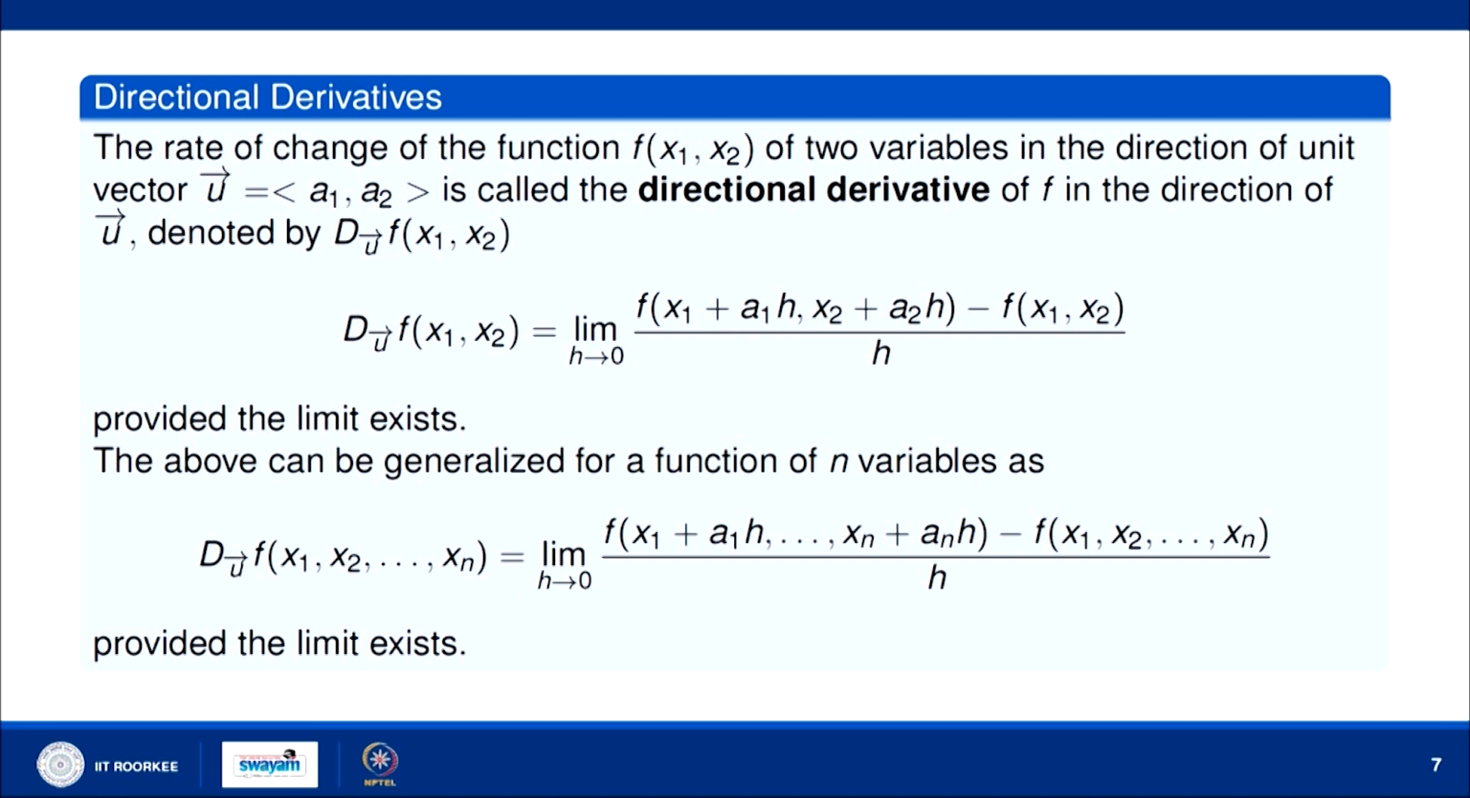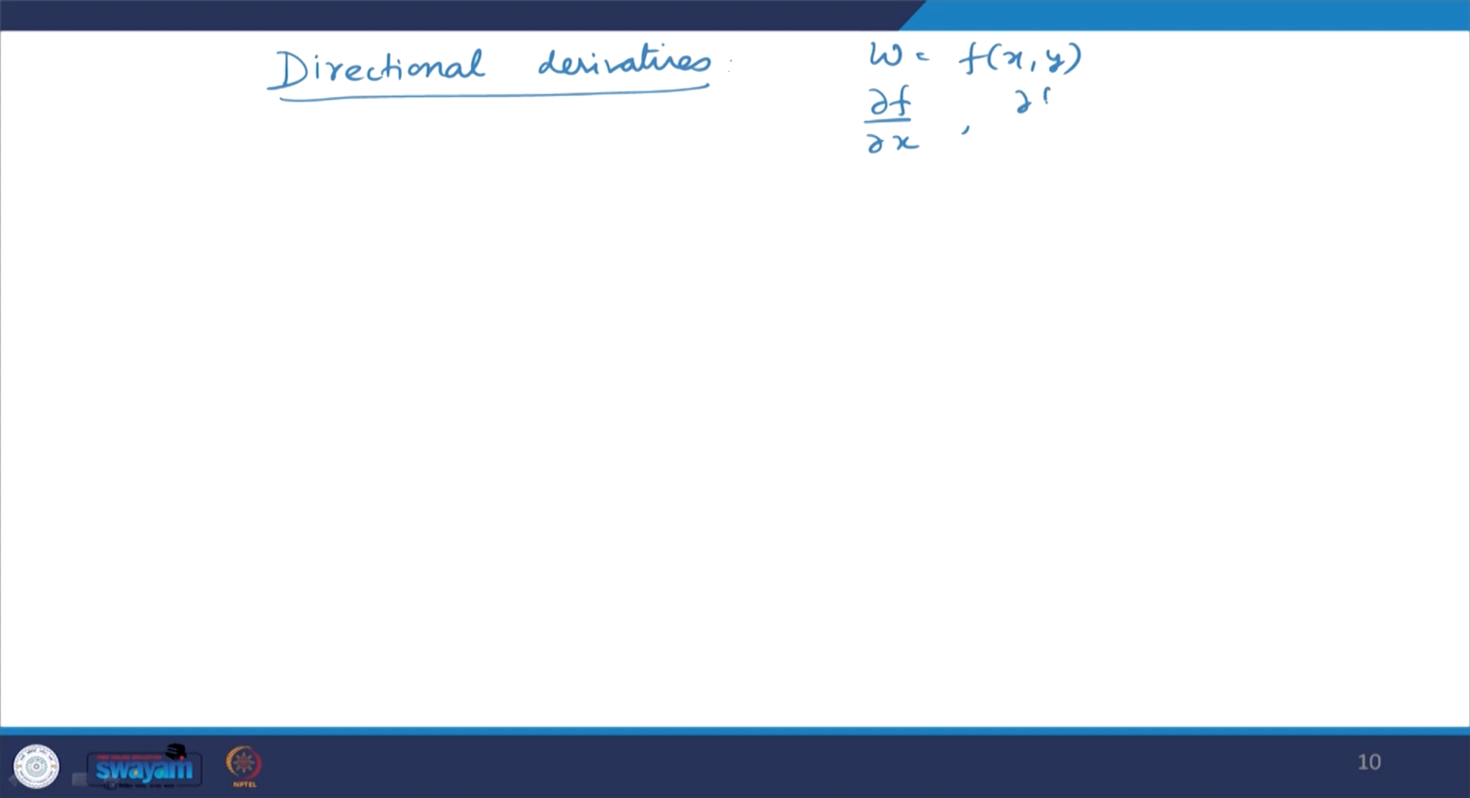So, what do you mean by directional derivative of f? Let us discuss that again. See, if we take a function of two variables x and y, we normally compute ∂f/∂x or ∂f/∂y. So what does ∂f/∂x mean? ∂f/∂x geometrically means the rate of change of f along the x axis.